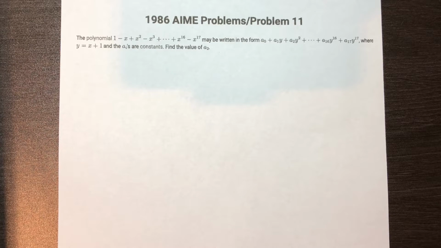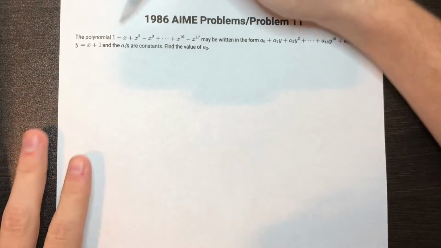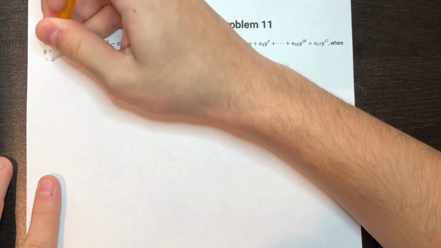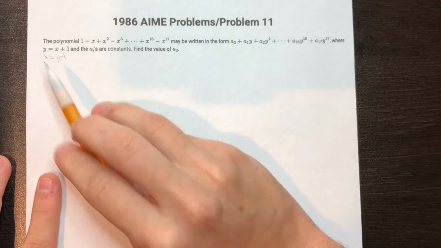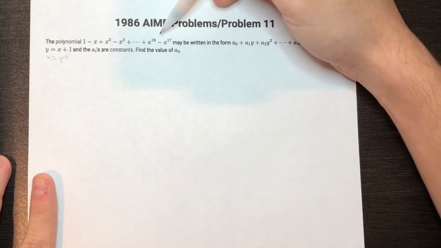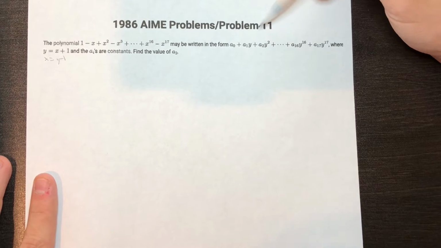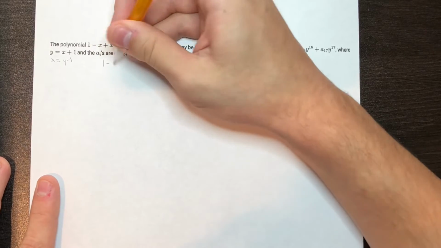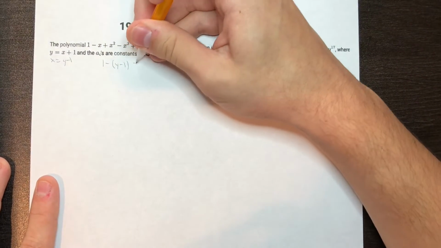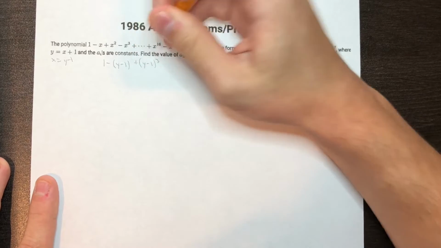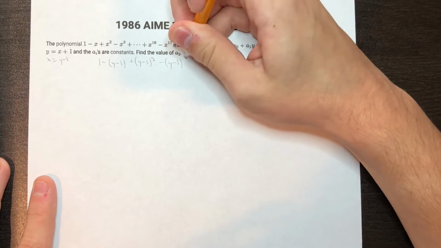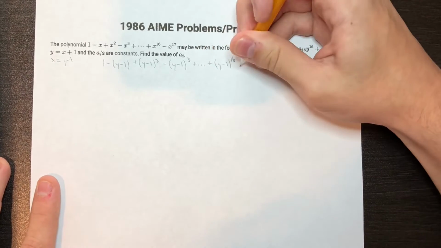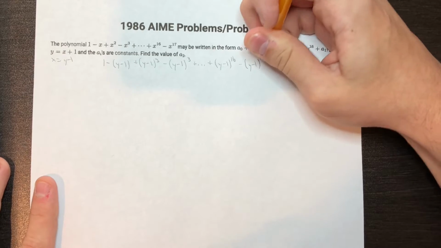So let's try to grasp what this is saying. We know this polynomial can be rewritten as this polynomial by the substitution y equals x plus 1, or rewriting, we get x equals y minus 1. So if we were to plug in y minus 1 for all the x's here and expand that out to get this polynomial, we want to solve for what a2 is. Well, let's start by subbing y minus 1 into there. So 1 minus y minus 1 plus y minus 1 squared minus y minus 1 cubed, and so on, up until plus y minus 1 to the 16th minus y minus 1 to the 17th.